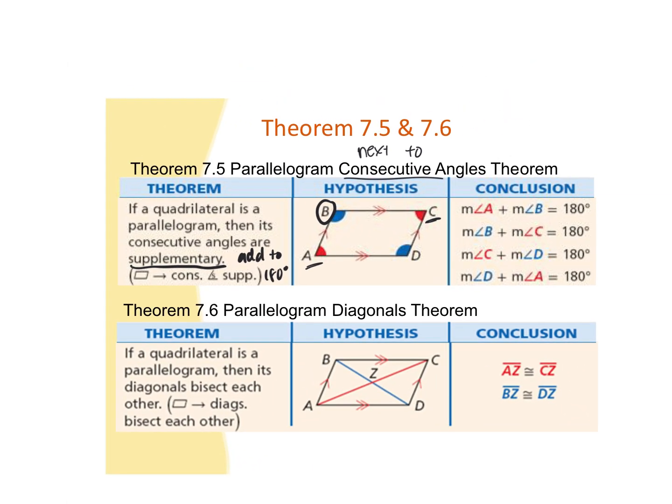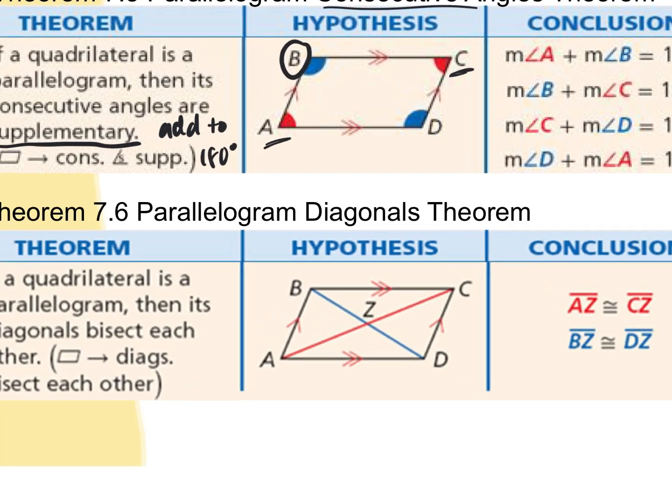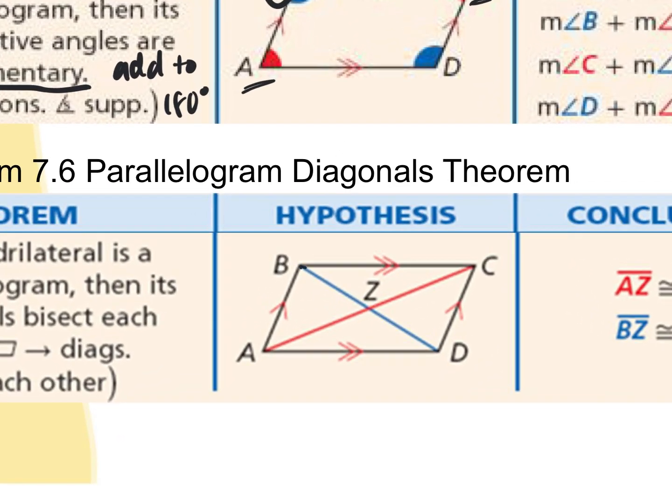Okay, and then the last theorem in regards to parallelograms is about their diagonals. Who remembers what a diagonal is from last week's lesson? What is a diagonal, Grayson? Very good. It connects two non-adjacent vertices. So two vertices that are not next to each other. Do you see how B is going all the way across the diagram to D? And A is going across the diagram to C?